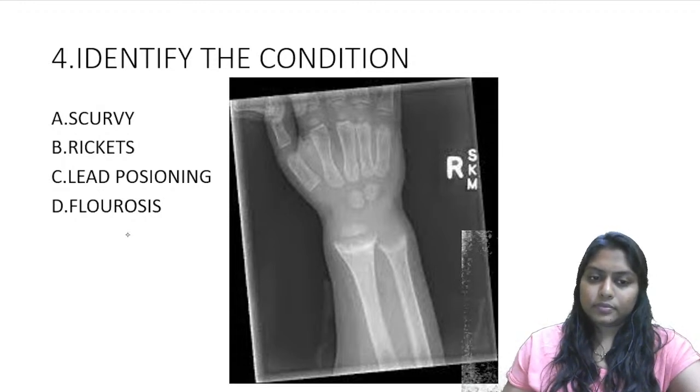And widening of the growth plate, cupping, fraying, everyone will know that, they are very smart. So these areas you know very well, but I made it short and sweet. Yes, you can proceed ahead.